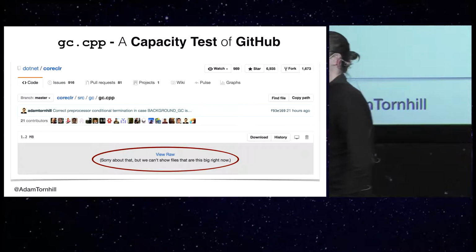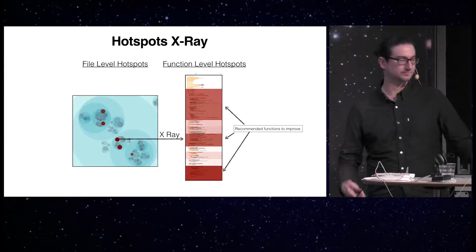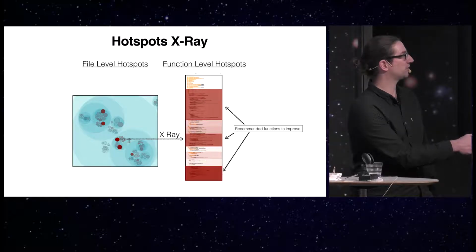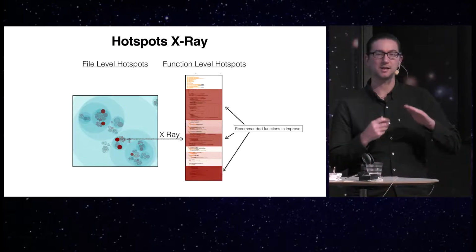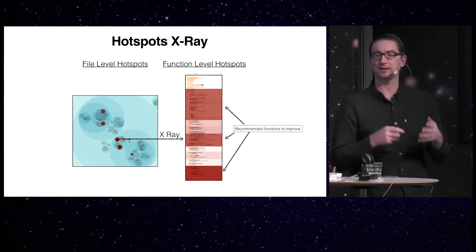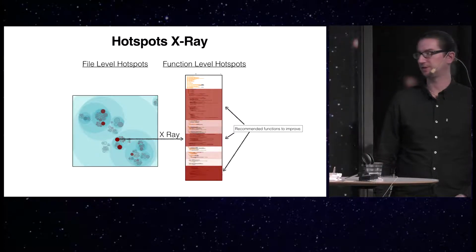So what I do when I come across those gigantic files is that I use a technique I call X-ray. What I do here basically is that I take that big file and then I parse it into the different functions. Then I look at where each commit hits inside that bigger file. So I basically get hotspots on a function level. Let me show you an example from gc.cpp.